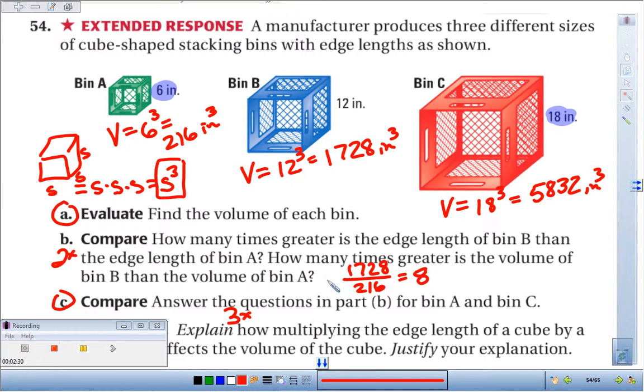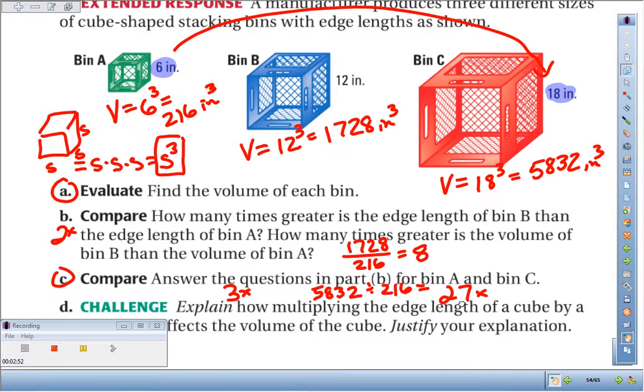As far as the volumes go, if we take the volume of the big one, 5,832, and we divide by the smaller one, which is 216, we end up getting 5,832 divided by 216. We're looking at 27 times bigger. So the side is 3 times bigger, but it actually ends up being 27 times the volume.